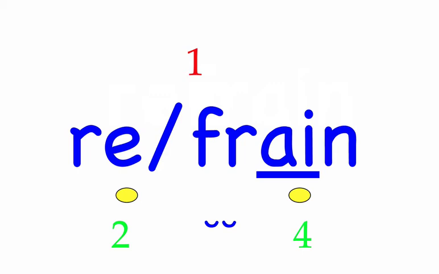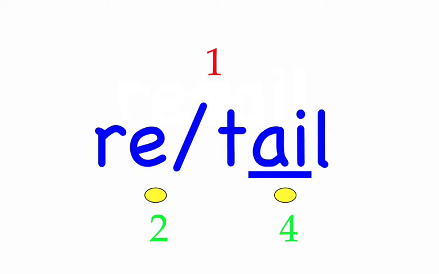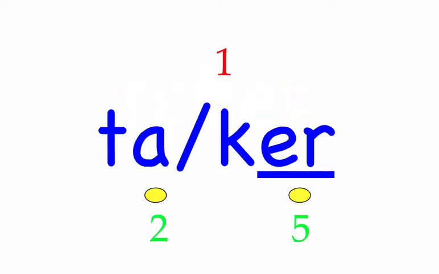Row 3, retail. Retail. I never pay retail for that kind of thing. Retail. Re, 2 sounds. R, E. Tail, 3 sounds. T, A, L. Retail. Mark the word. Retail. Taker. Taker. I have to find a taker for this property. Taker. Ta, 2 sounds. T, A. Ker, 2 sounds. K, R. Taker. Mark the word. Taker.